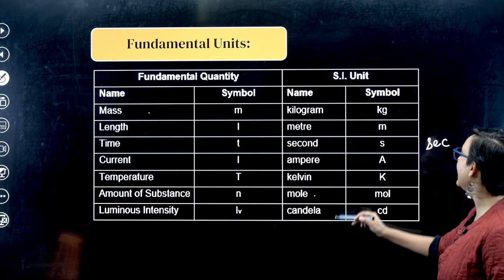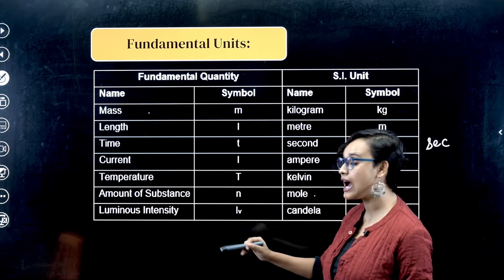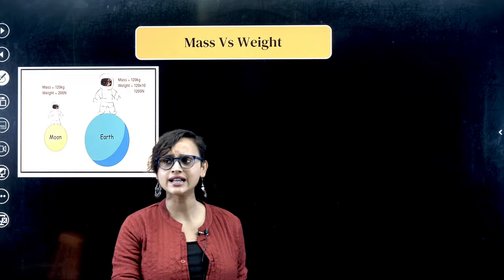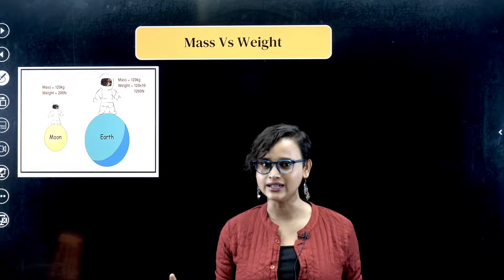Then comes luminous intensity. Symbol is capital I with a subscript V. Yes. Then the name of the SI unit is candela and symbol is cd. All right. So these are your fundamental units. Now let's study about these fundamental units a little bit in detail.